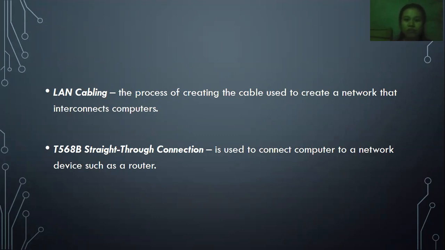So to start off, let's define what is LAN cabling. LAN cabling is the process of creating the cable used to create a network that interconnects computers. So LAN is used to connect, for example, computers in a work area, or in an office or an institution, so that they could access information within a local area only. So next, T568B straight-through connection. This is used to connect computer to a network device such as a router. So straight-through connection is used to connect two different devices in a network.